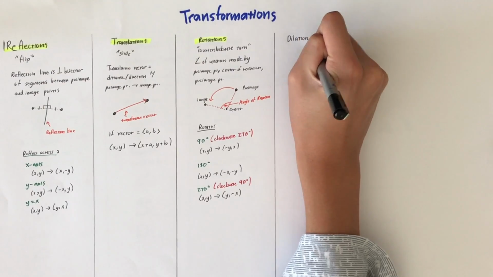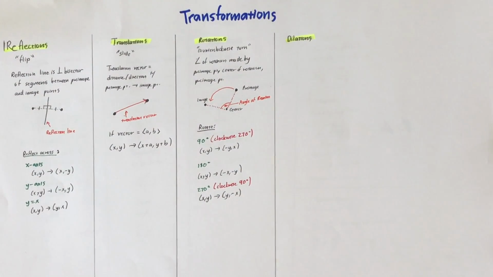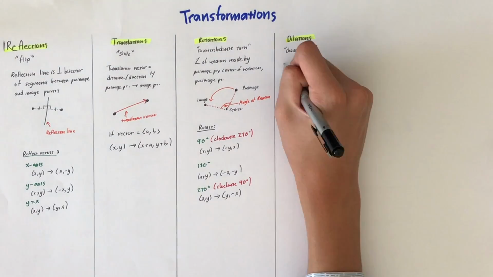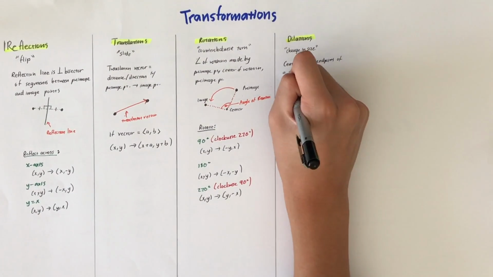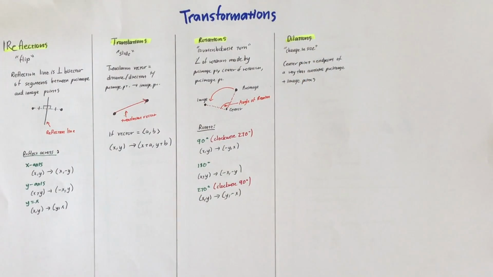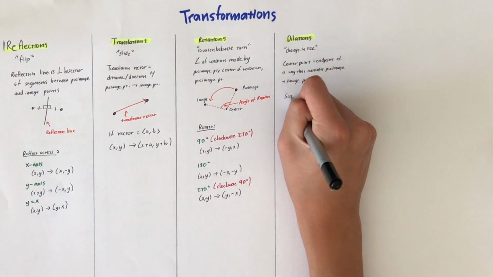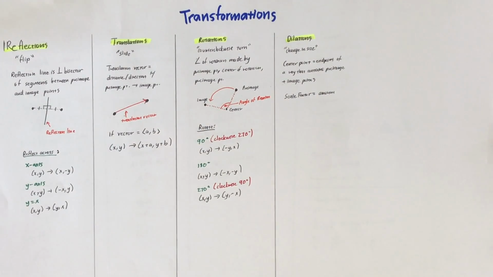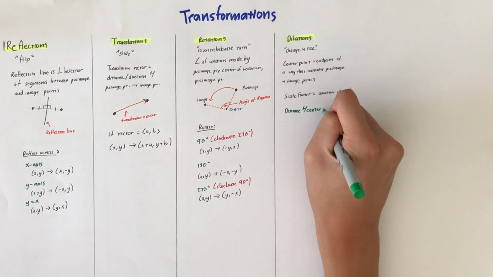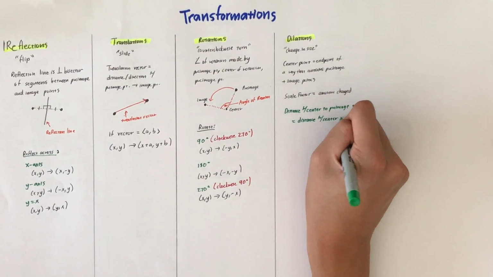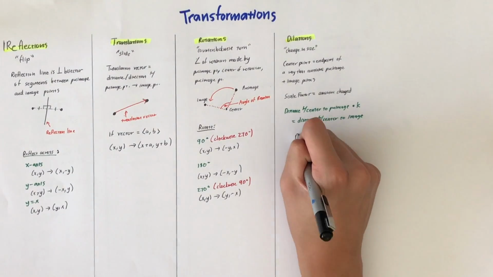Next, we're going to talk about dilations, which are basically just a change in the size of a figure. So, a figure is dilated around a center point, which is the endpoint of a ray that contains the pre-image and the image points. The scale factor is the amount that the pre-image is dilated by in order to get the final image. The distance from the center point to the pre-image point times k, or the scale factor, is equal to the distance from the center point to the image point.